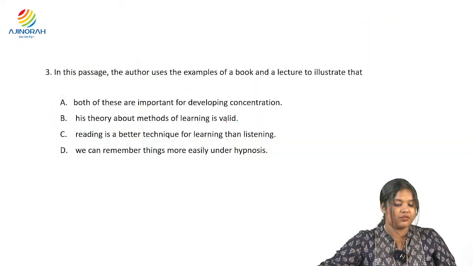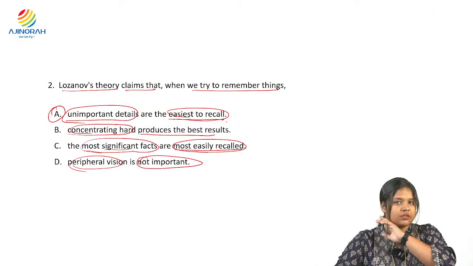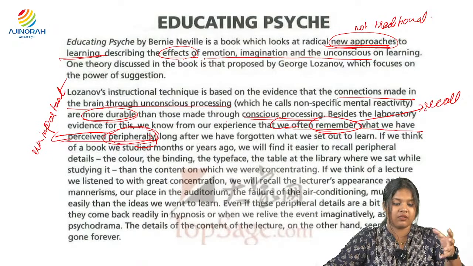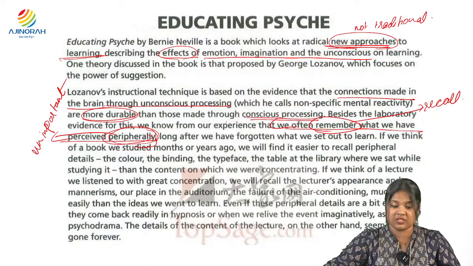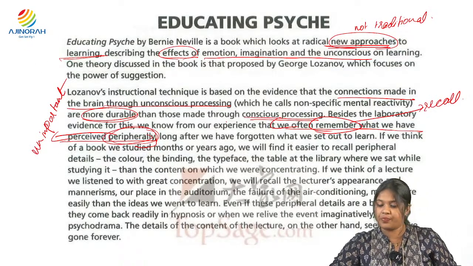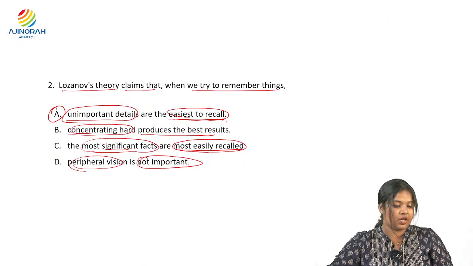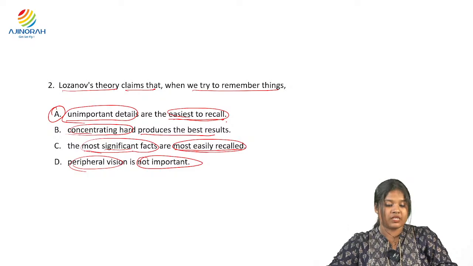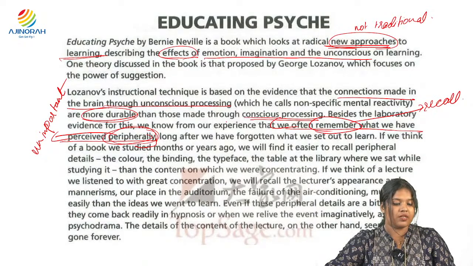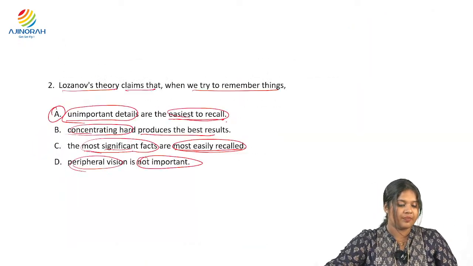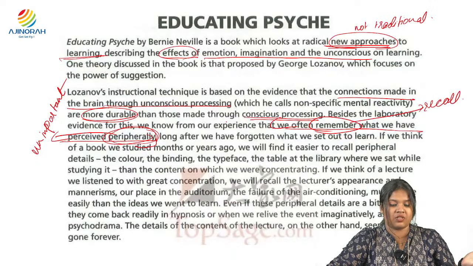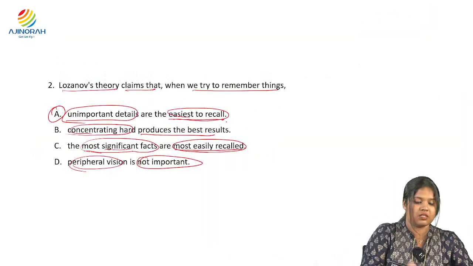So that's the answer for the question, and we'll just check the other options. Concentrating hard produces the best results. Is he saying anything related to concentrating hard or concentration, best results? No, right? Then, is he talking about most significant facts being more easily recalled? No, because it's already said in the paragraph that we often recall what is unimportant. So that's not the answer. Then the fourth one is peripheral vision is not important. They are not talking about any vision, right? So the answer is A.